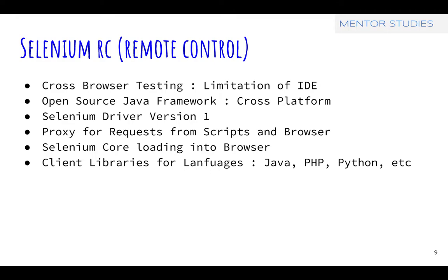We call it Selenium driver version 1, because when Selenium WebDriver came into the picture, it was called WebDriver 2. It works on a concept which you will see on the next page, in which it acts as a proxy. When your script wants to execute certain tasks, it executes them on the browser, but in between there is Selenium RC, which acts as a proxy server. It imitates the browser to your code.